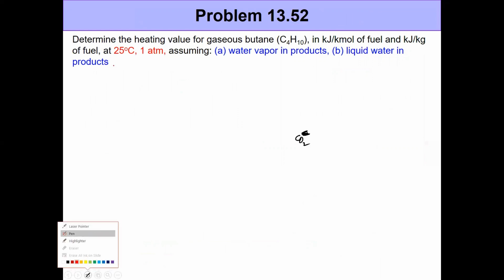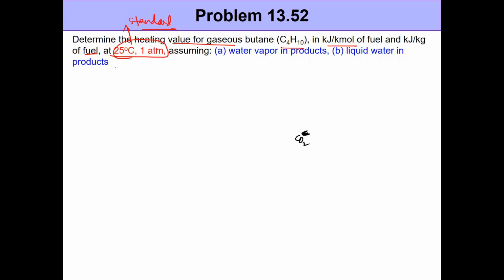Let's look at this particular question. Here we need to determine the heating value for gaseous butane, C4H10, in kilojoule per kilomole of fuel and kilojoule per kilogram of fuel at 25 degrees Celsius, 1 atmospheric pressure. This is again the standard conditions, right? So we're trying to determine the heating value for this particular fuel in these two units, kilojoule per kilomole and kilojoule per kilogram of fuel, while assuming first that water vapor is in the products and second that liquid water is in the products.